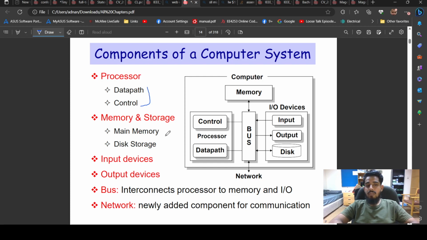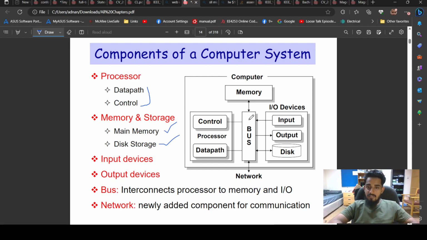Memory: we have main memory and we have disk storage. There are different types of main memory as well, and for disk storage we have floppy disk, hard disk, and USBs. Input and output devices could be the mouse, your keyboard, and the monitor. And the bus again interconnects the processor to memory and IO.